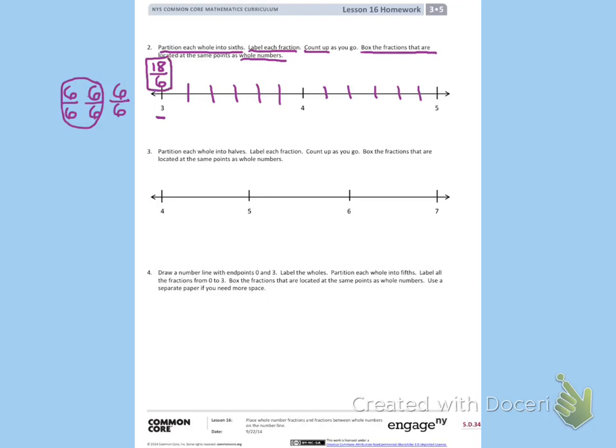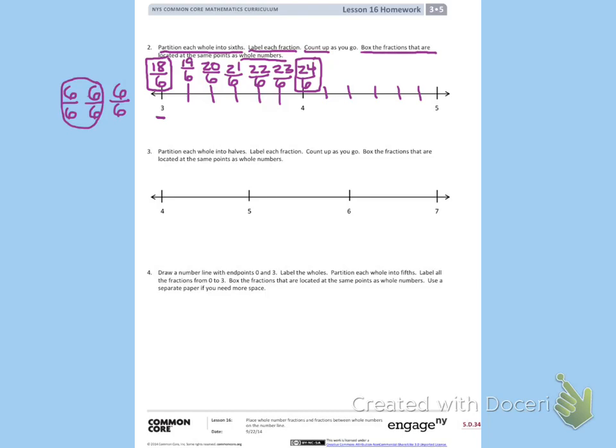Now I'll label each fraction. 19 sixths, 20 sixths, 21 sixths, 22 sixths, 23 sixths, 24 sixths. Ooh, look, there are 24 sixths in 4 wholes, so I better box that. Now, you finish labeling that number line, and don't forget to box the fraction that is the same as 5 wholes. Now let's look at item 3.